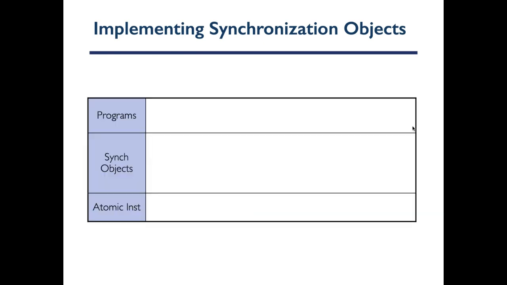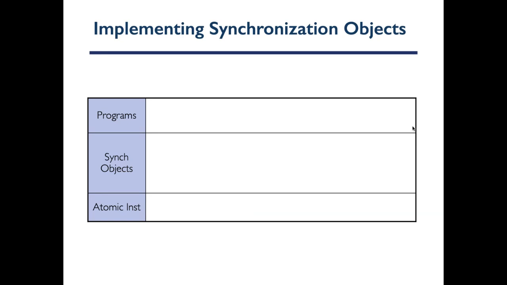Now, we're switching to implementing synchronization objects. I believe this is lab 3, either lab 3 or lab 4. So lab 2 is basically what we just talked about. It's about creating threads and deleting them. Now, let's talk about implementing synchronization objects.